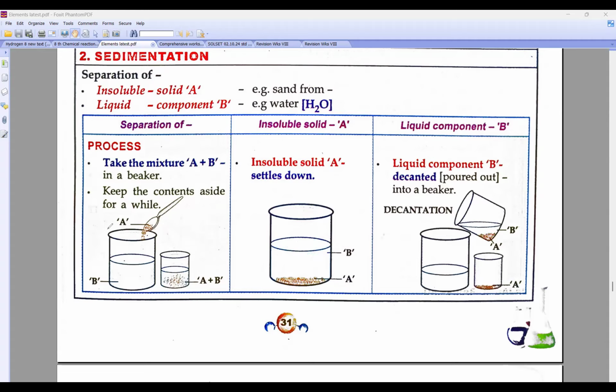Any difficulty till here? Hello? Sir, wait. If they show the picture of the last picture and ask what's the process, do we write sedimentation or decantation? Decantation. Okay. This is sedimentation. Can you see? Here it is settling down. This is sedimenting. Yes. Okay.